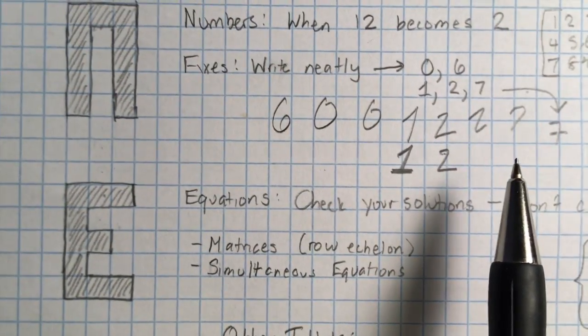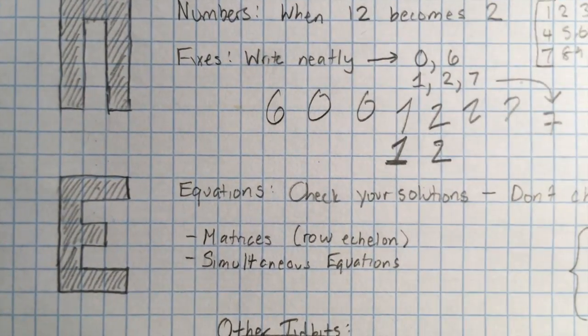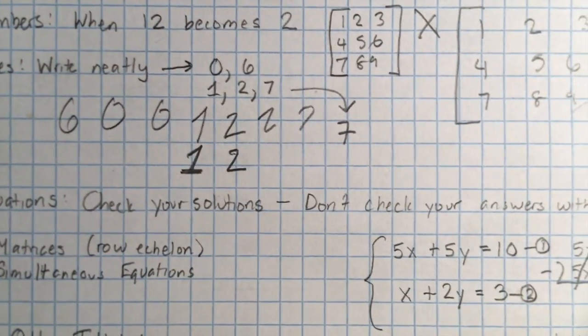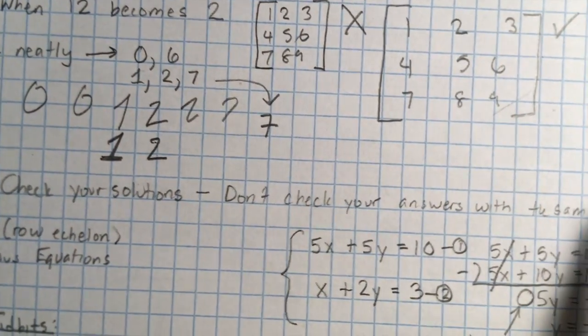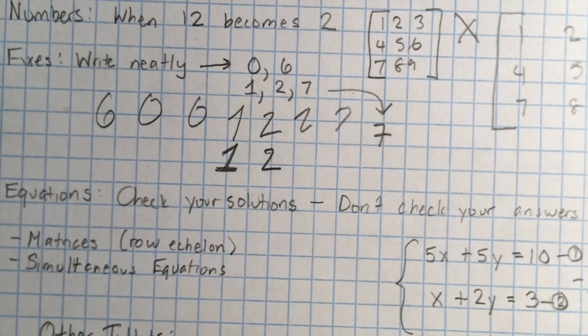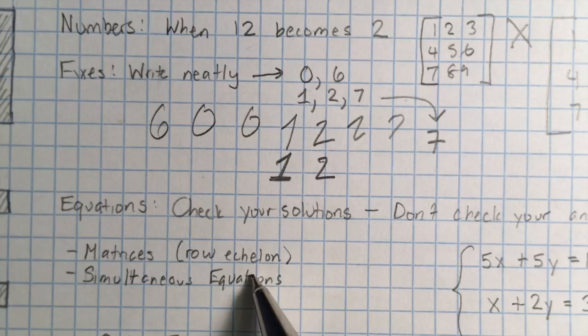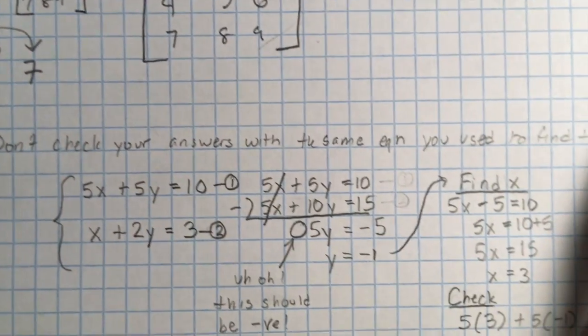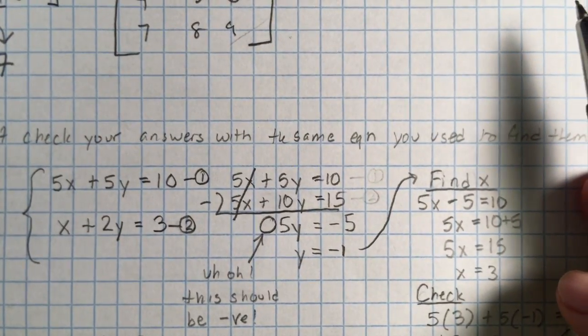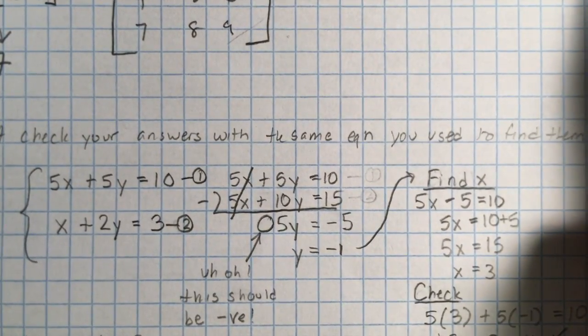The next one is equations. Check your solutions, and don't use the same equation that you found the numbers with. So this is found in matrices, with row echelon or simultaneous equations. So this is a simple simultaneous equation problem. See if I can get it to fit in the screen. All right, there we go.